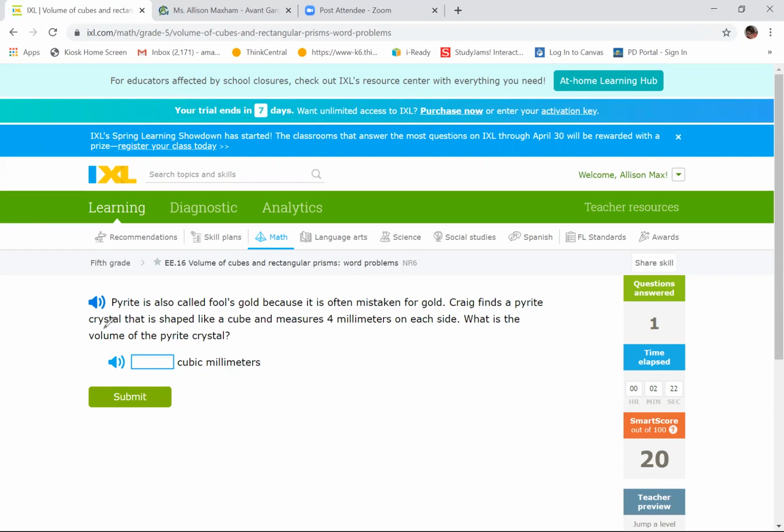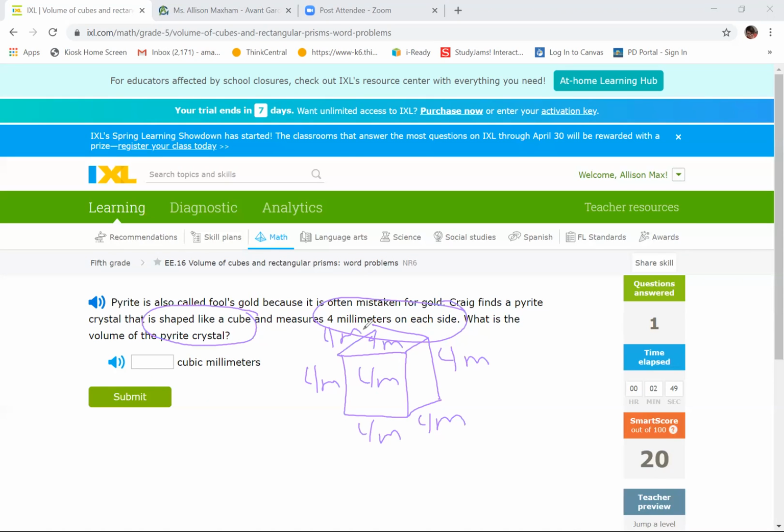Craig finds pyrite. It's shaped like a cube, so I need to think about the shape of a cube. And it measures 4 millimeters on each side. So this side is 4 millimeters, and this side is 4 millimeters. Every single side is 4 millimeters. They're all 4 millimeters. So we need to find out what the volume is.